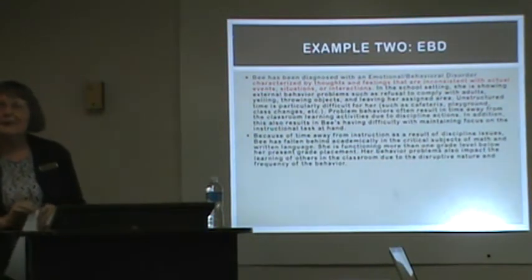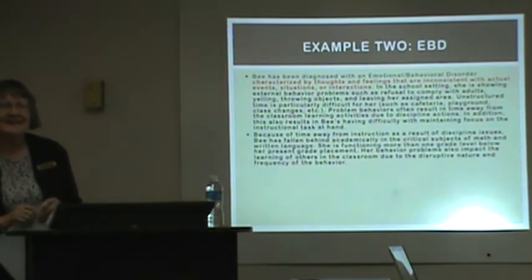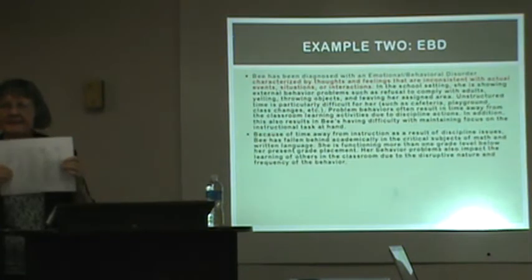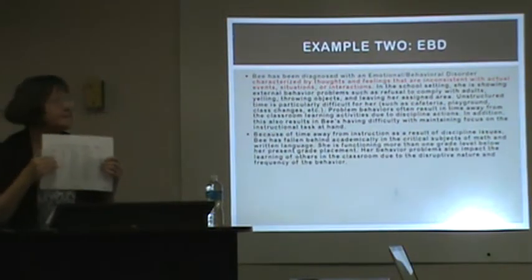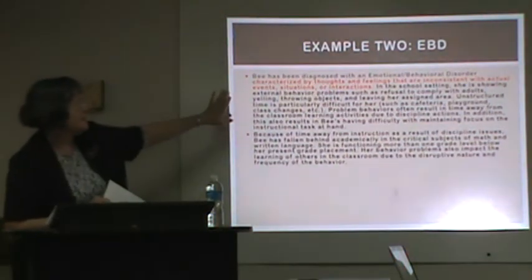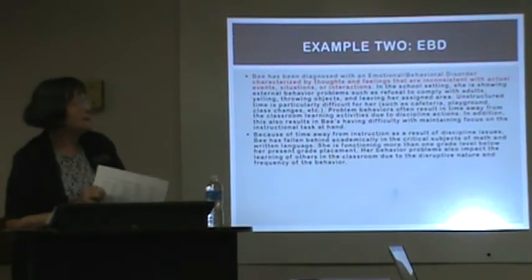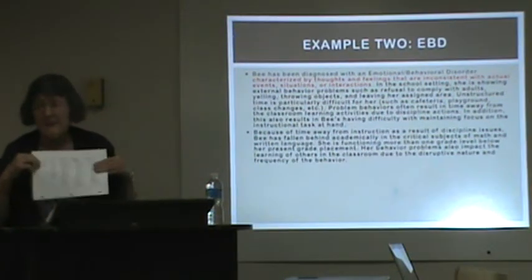This is going to be where on your sample IEPs. Again, I have to have the characteristics and the impact those characteristics have at school. Okay? So I've got B has been diagnosed with an EBD characterized by thoughts and feelings that are inconsistent with actual events, situations, or interactions. So that's my characteristic.